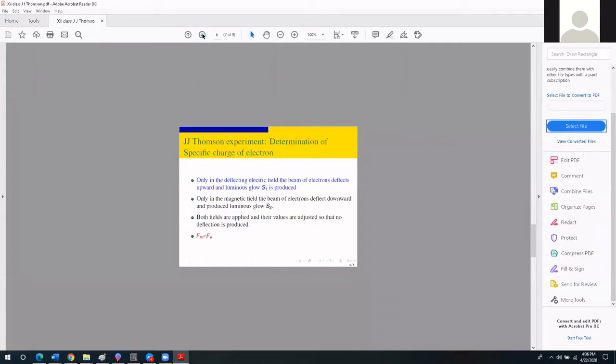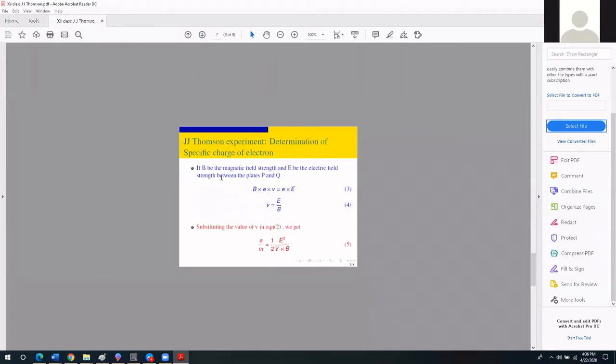Fm, the magnetic force on the electron, if B is the magnetic field strength, is B into e into v, velocity v. Fleming's left hand rule, you know. This magnetic force on the electron is equal to the electric force on the electron, eE. Here e is the charge of the electron, small v is the velocity of the electron, and capital E is the electric field strength. Then small v equals E by B.